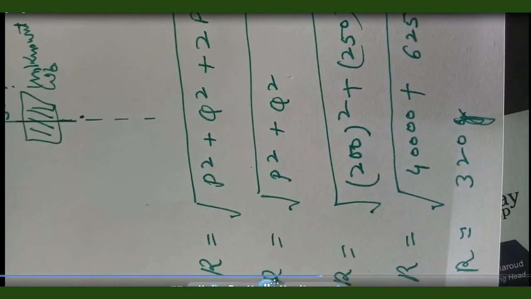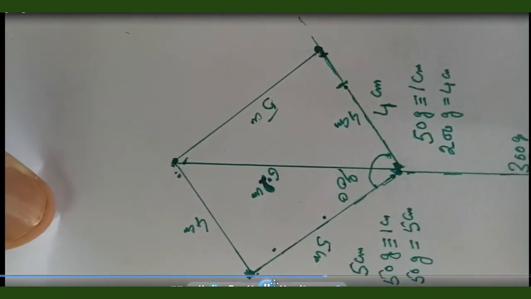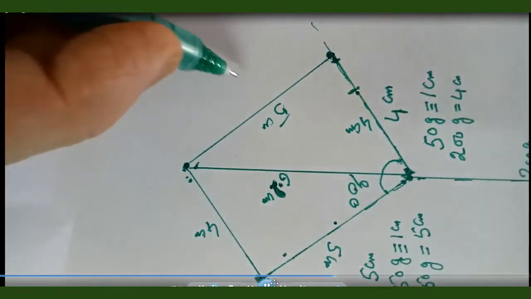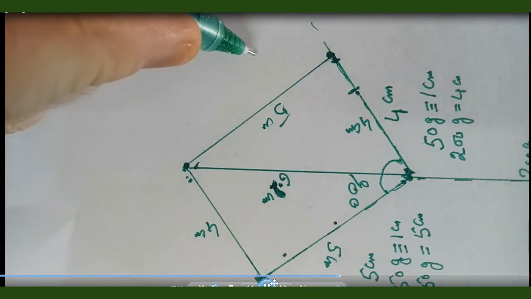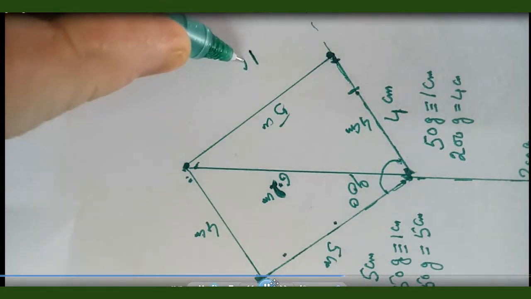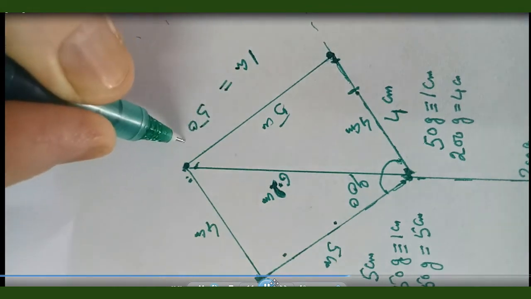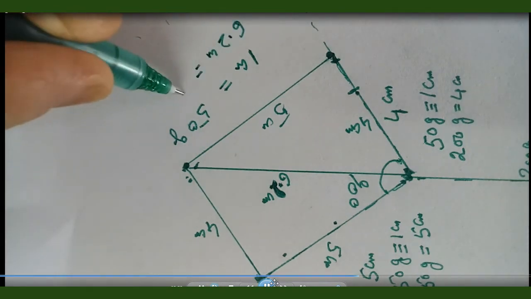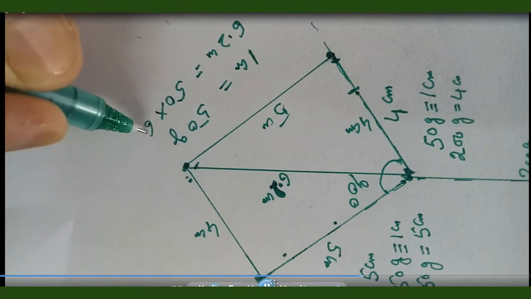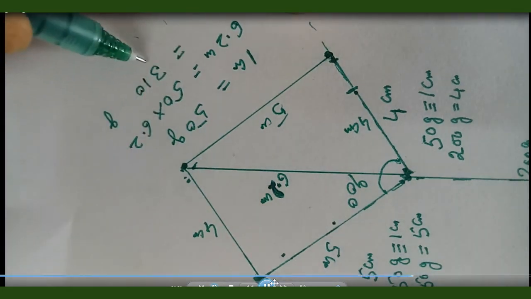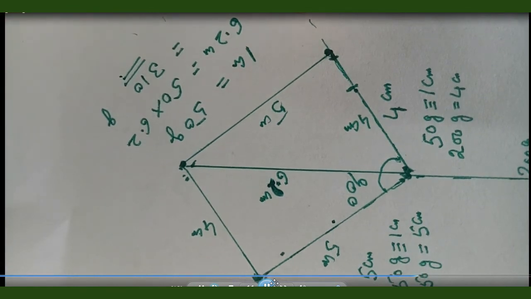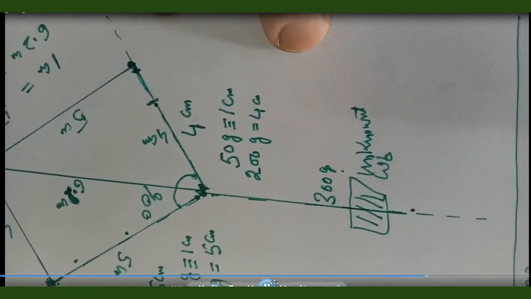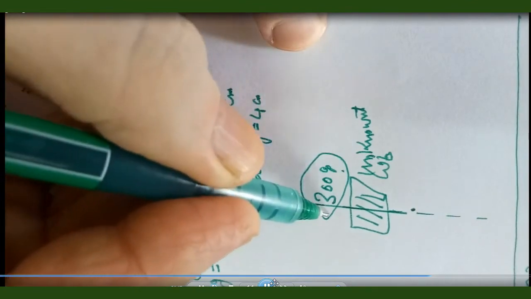Now substituting the values P and Q. And meanwhile, you measure this length, 6.2 centimeter. How much weight does it give us? 1 centimeter gives 50 gram. 6.2 centimeter gives how much? 50 into 6.2, just multiply it. So it becomes, I think, 310 gram. So this is 310 gram. But the actual weight was 300 gram.